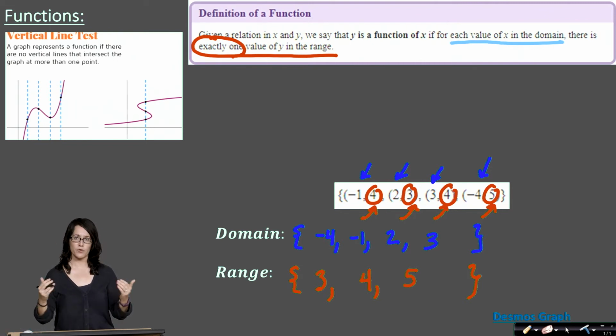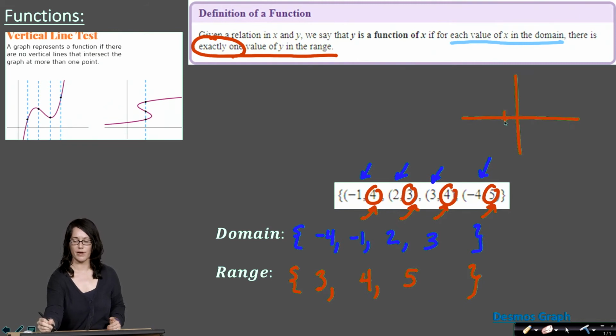Now notice here that if you were to graph those points, and you can see it if you click on the Desmos link in the notes, you would end up with a situation where you have -1 getting mapped to 4, 2 getting mapped to 3, 3 getting mapped to 4 again, and -4 getting mapped to 5. I'll just do a quick little sketch so you can see what that looks like by hand.